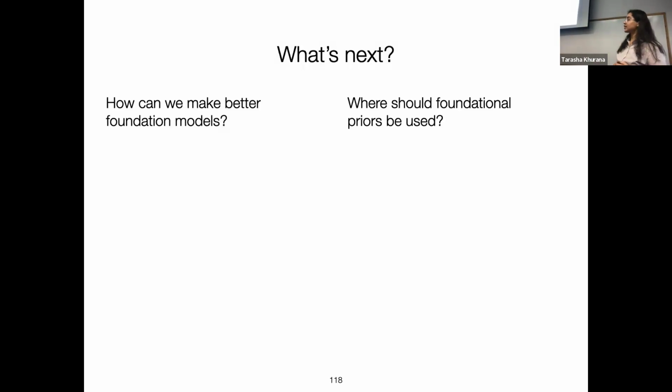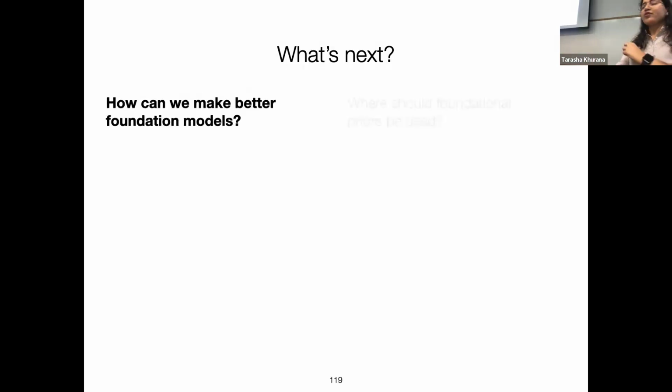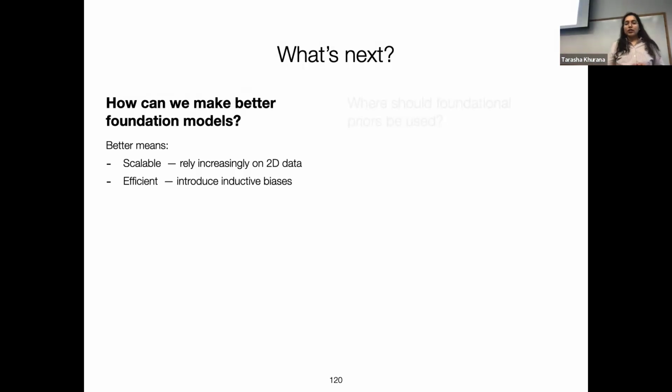Broadly, I want to touch on two main aspects. One is how I think we can make better foundation models, and two, which avenues I think should be explored for using these foundational priors. So before even starting with this first direction, I want to define what I mean by better. Better for me means building scalable models that can be trained with as much data as possible, including all the 2D sources, which are more readily accessible than any other kind. I think present day models already handle this, so it's kind of taken care of.